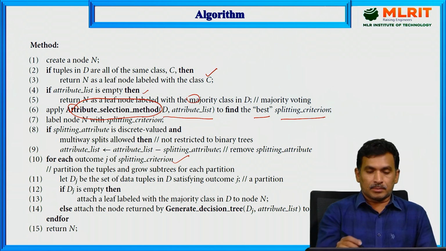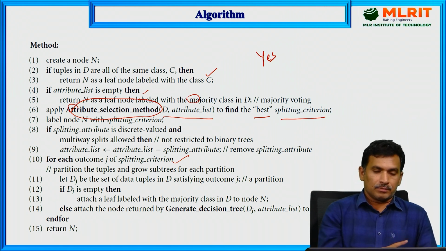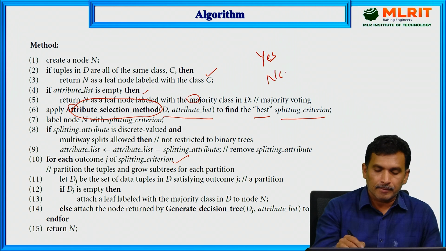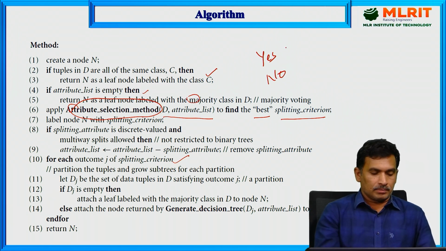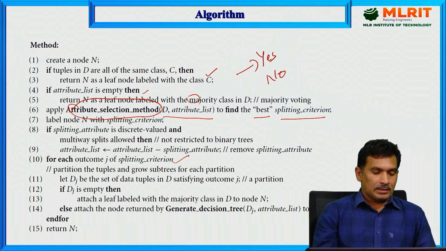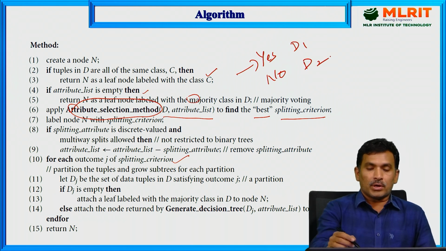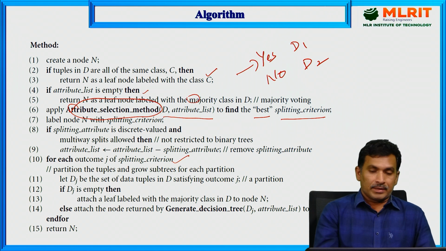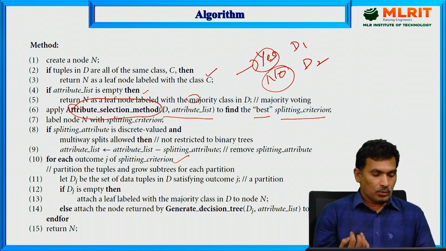Here, let us say, from the example data set that we have seen in the previous slide, yes is one outcome and no is another outcome. So let us say this represents the j outcome. Dj means the set of all tuples whose outcome is yes. Suppose j equals 1, this is D1, and this is D2. This is one partition, the set of all tuples where the outcome is yes, and these are the set of all other tuples where the outcome is no.